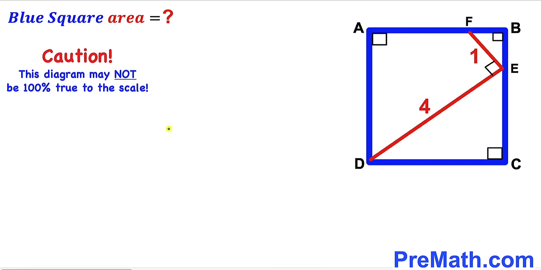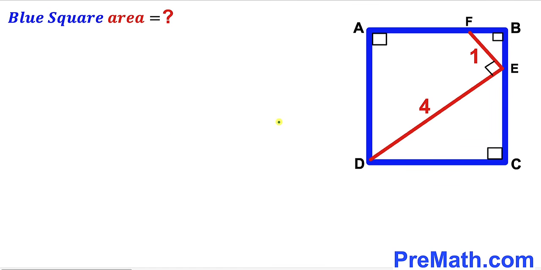Please keep in mind that this figure may not be 100% true to scale. Let's go ahead and get started. Here's our very first step. We are going to label this blue square's sides. I'm going to label this one as lowercase a, then all these sides are going to be lowercase a as well. And I'm going to label this tiny segment BE length as x units.